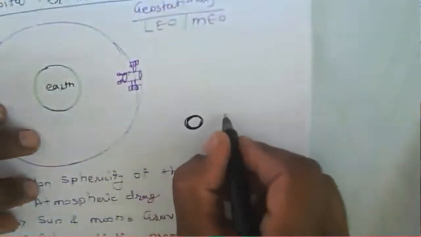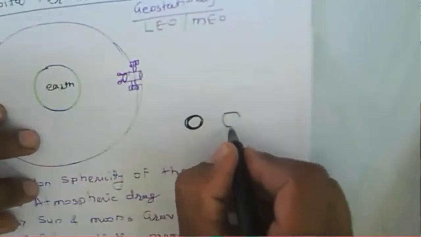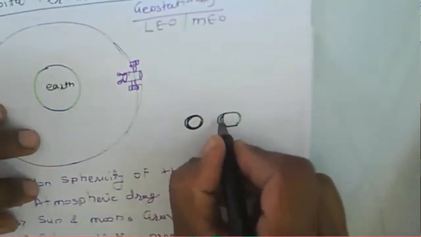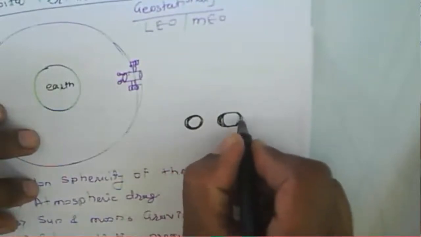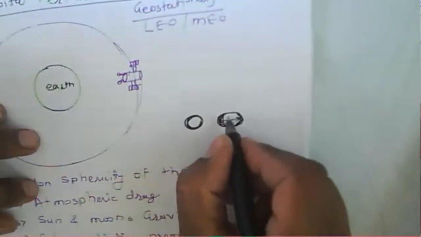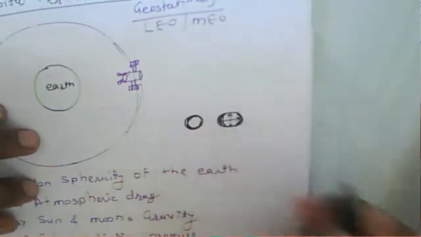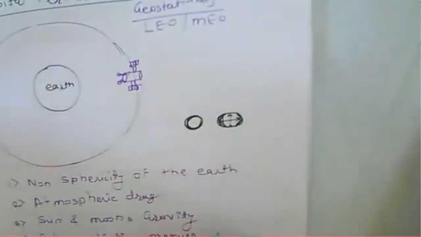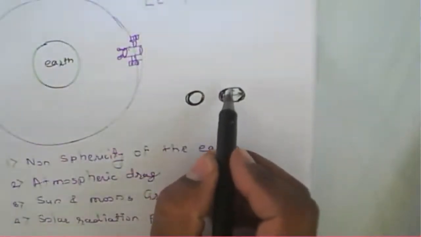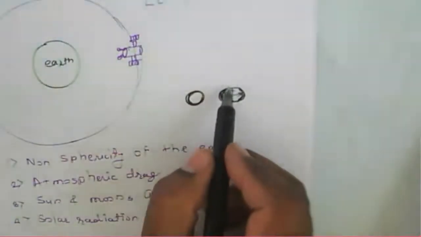If you see a ball, we have the circular shape. Okay, a ball is circular in shape. But what does the Earth look like? It is not a circle. In this one, this part will be larger, but this part will be smaller. Okay, that is the apple shape now.